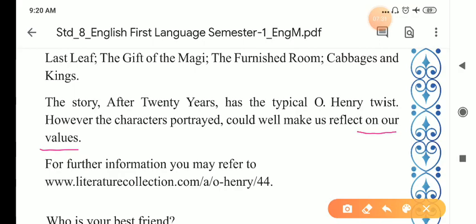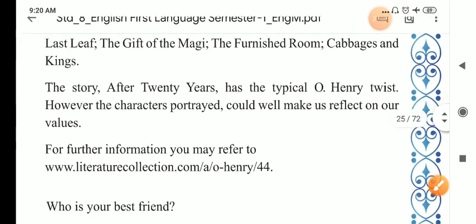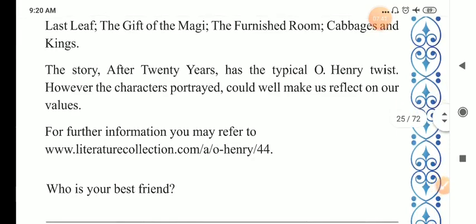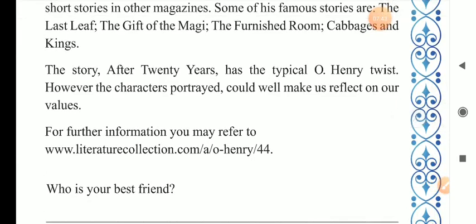This is the moral we will get from this story, and this is the importance of this story so far as our life is concerned. After 20 years, what should be, what should not be. If you are in place of A character or in place of B character, what will you do? If you think about it, you will realize what Henry has written over here in his story, perhaps that is the exact and perfect end.